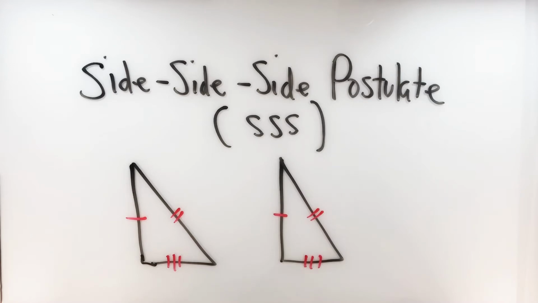Now, why is that a shortcut? That's a shortcut because we didn't have to investigate anything about the angles in these 2 triangles to make that decision. So 3 pieces is all that's needed to say that those 2 triangles are congruent, just the 3 sides.